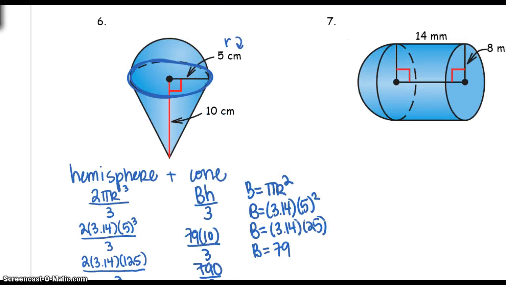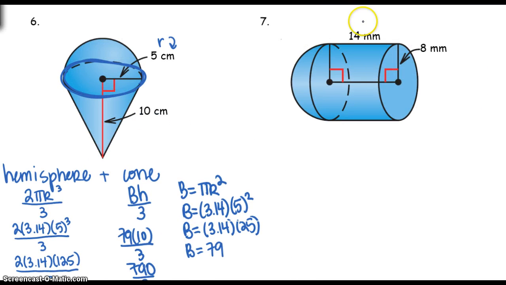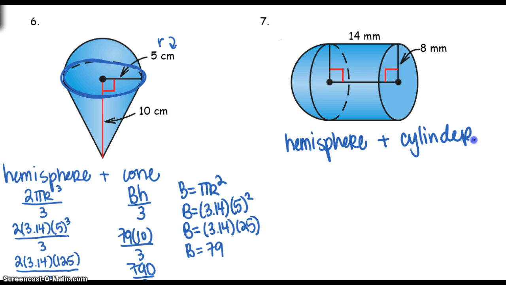So let's think about number 7 a little bit. First, think about what 2 shapes are going on here. And hopefully, I call this the bullet problem, by the way. You can see that there's a hemisphere at the end and a cylinder here. So you're going to have a hemisphere plus a cylinder.